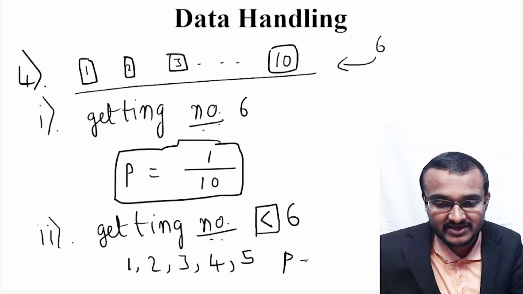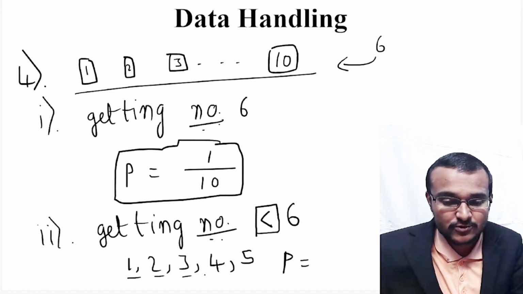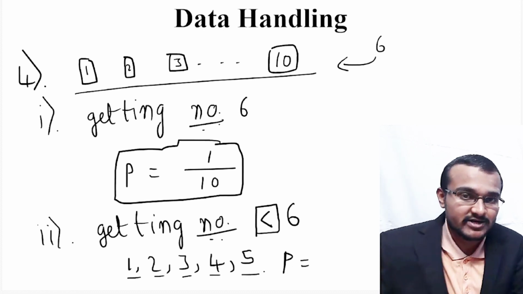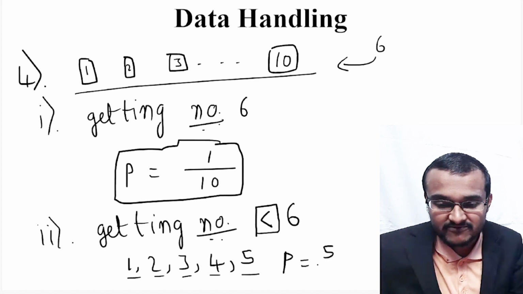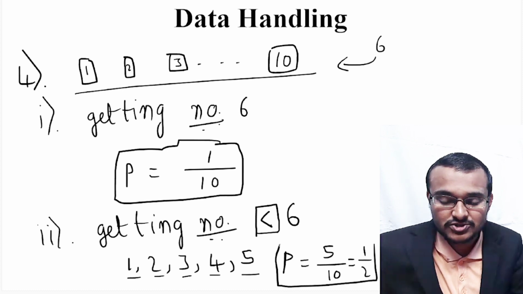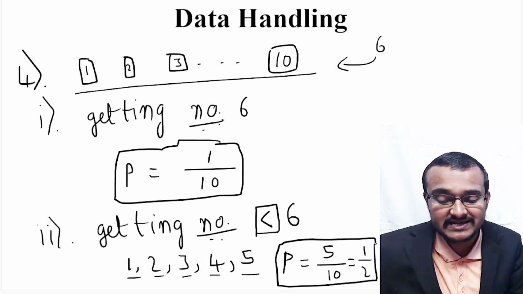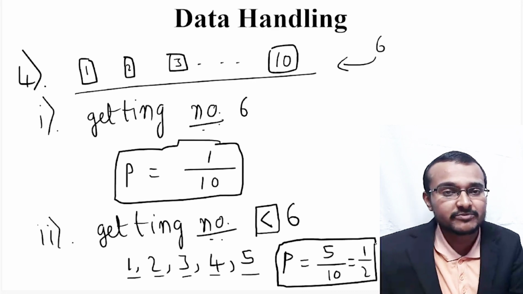So P will be equal to, there are 5 different outcomes out of 10 outcomes. So that's why it will be 5 out of 10. So that means 5 by 10. So 5 by 10 you can actually write as 1 by 2. So the probability for this second question in this particular fourth question is 1 by 2.